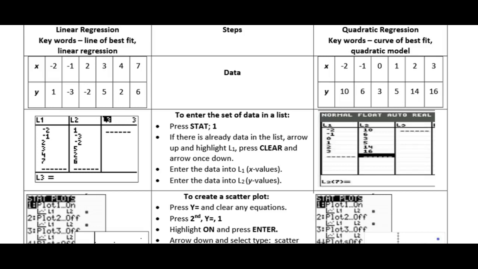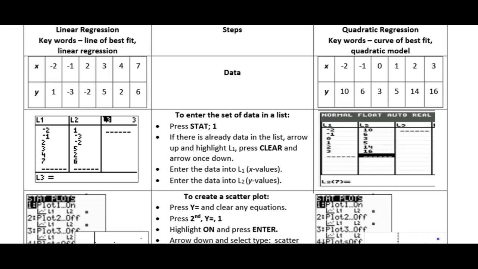Sometimes there are keywords in the problem like linear. Sometimes you'll hear line of best fit, or it might say find the linear regression. For quadratic, you might hear the words curve or a quadratic model. But sometimes the problem doesn't even say which it is. So how would you know which one to do?